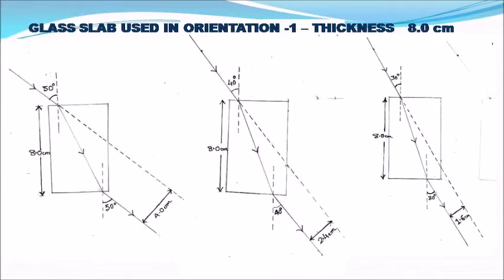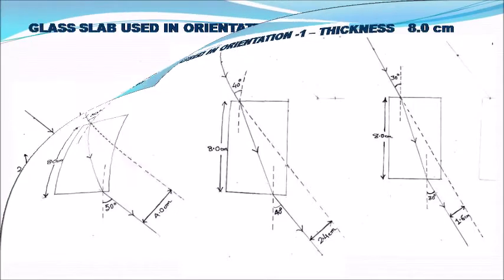These three ray diagrams show the glass slab is used with its maximum thickness of 8 centimeter. In this orientation, for angles of incidence 50 degree, 40 degree and 30 degree, the lateral displacements measured are 4 centimeter, 2.4 centimeter and 1.6 centimeter respectively.